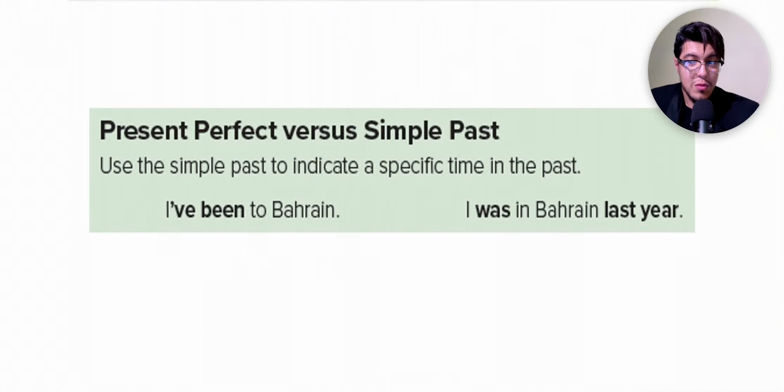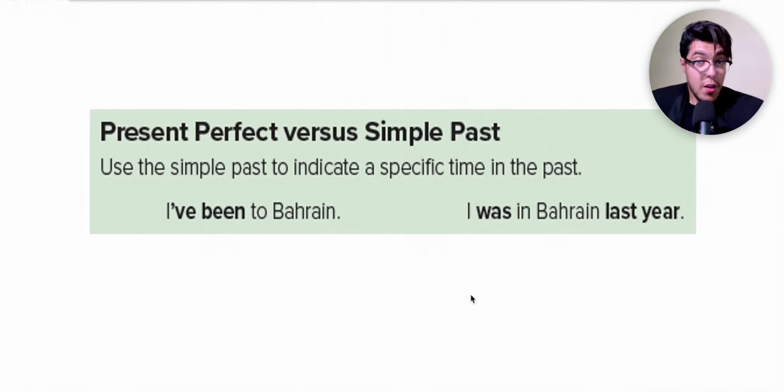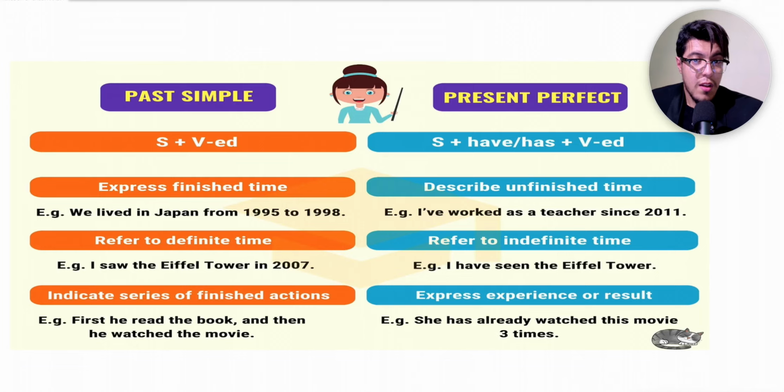And now let's move to the difference between the present perfect and the past simple. Well, when it comes to the difference between the present perfect and the past simple, we use the past simple, as I said before, to indicate a specific time in the past, or a specific action that happened in the past. I played football, I wrote a book, I talked to my friend, etc.